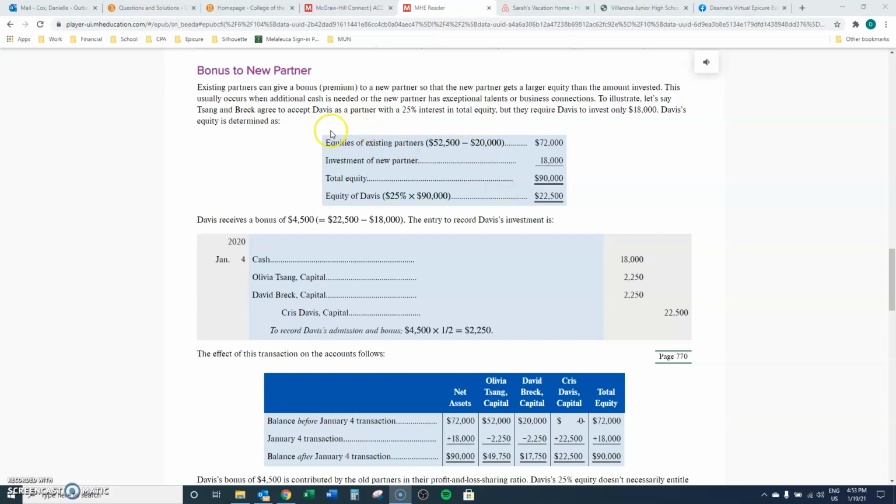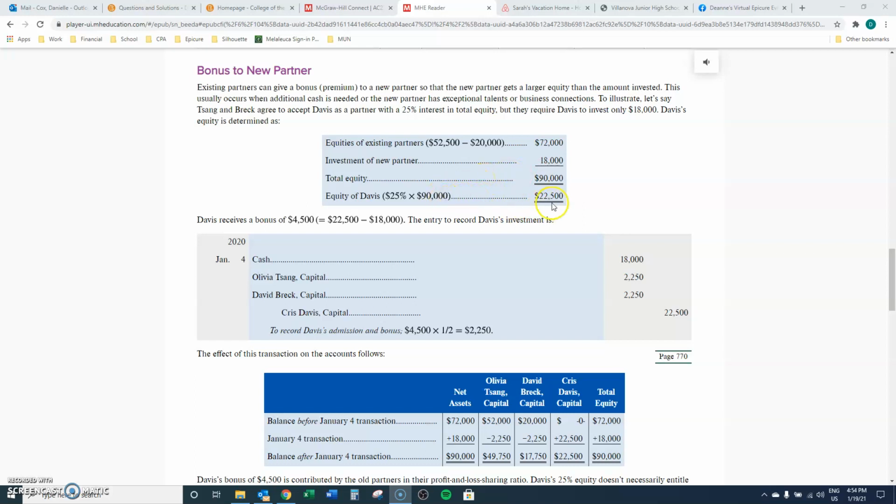So here they agreed to let Davis in as a partner with a 25% interest, and they require Davis to invest only $18,000. So like before, the equities of the existing partners were $72,000, the new investment is $18,000, so total equity is $90,000.